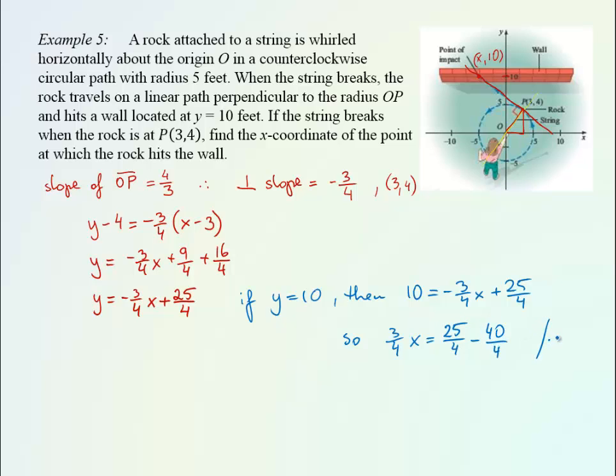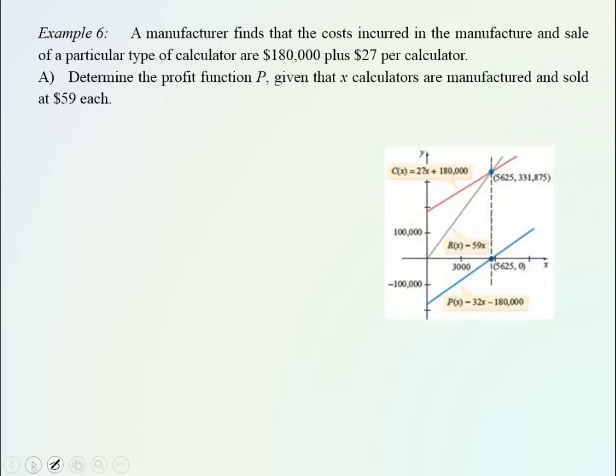We can multiply the whole equation by 4, and we have 3x equals 25 minus 40, which is -15, and finally x is -5. So we know that the rock hits the wall at the x-coordinate equals -5, exactly here. It makes sense with this diagram.